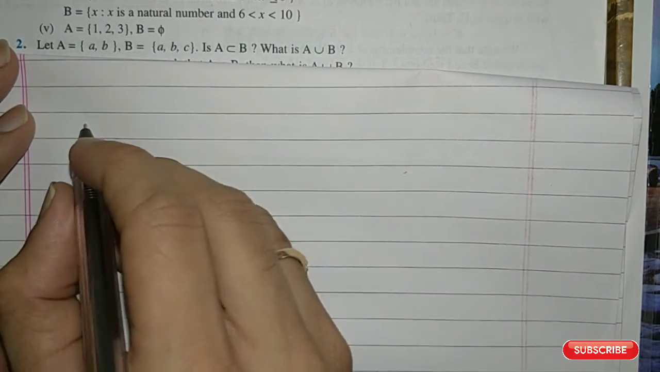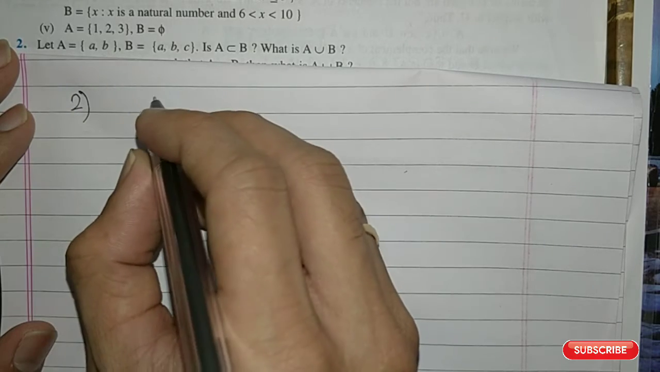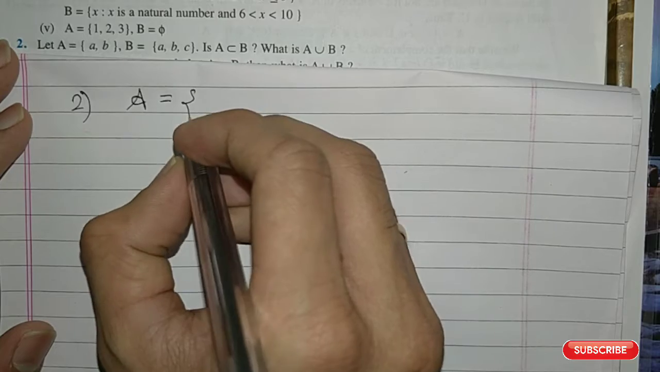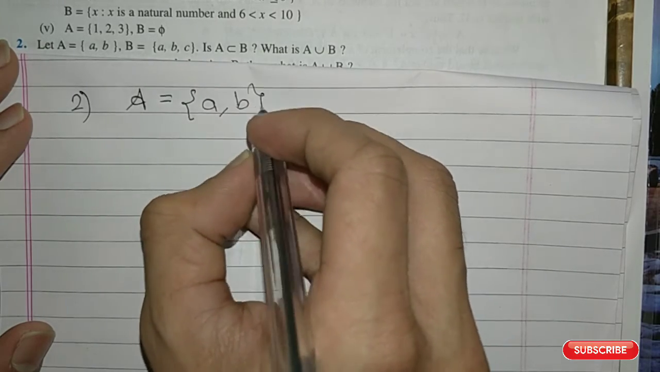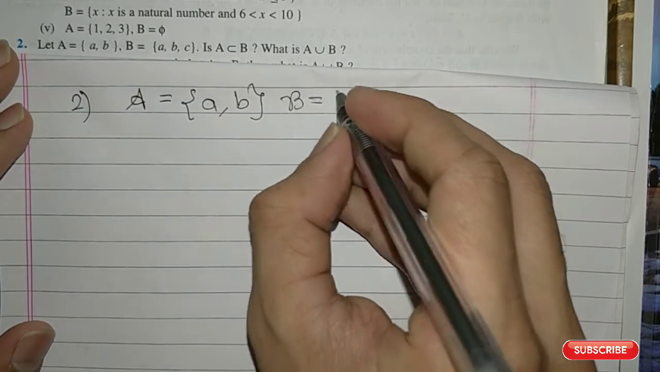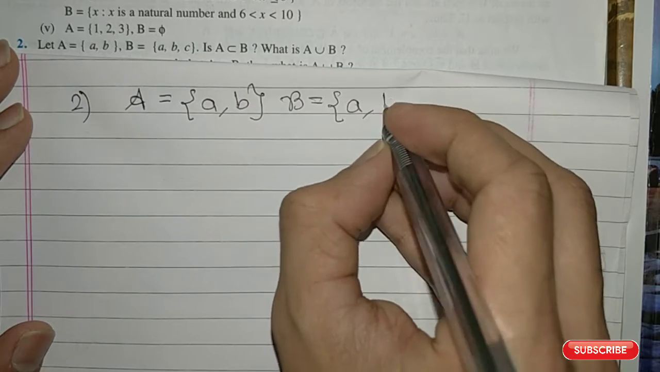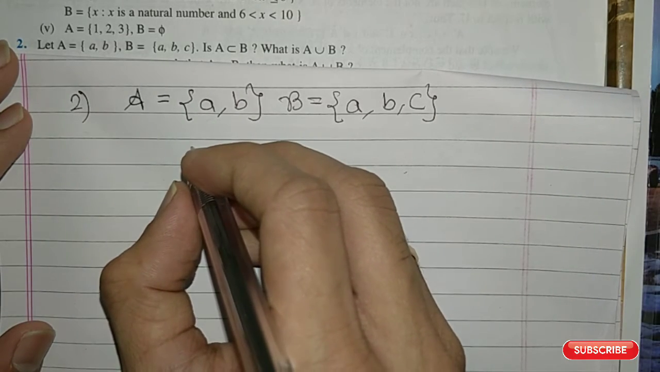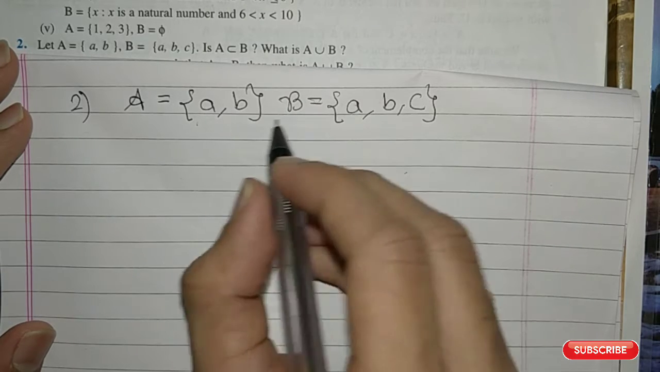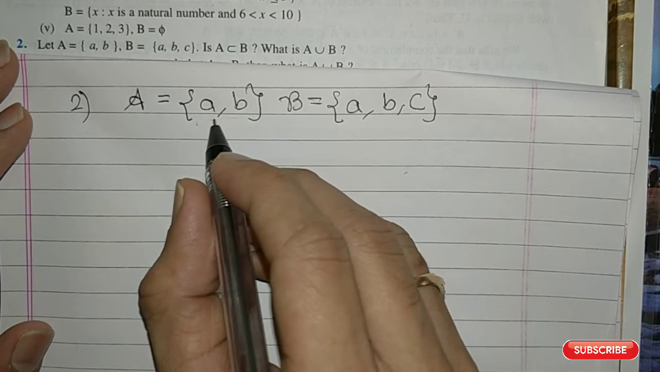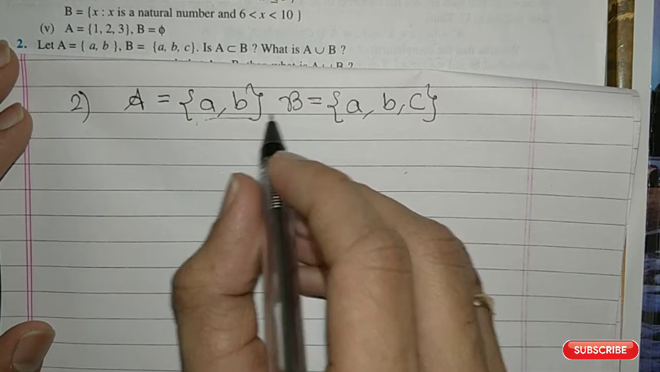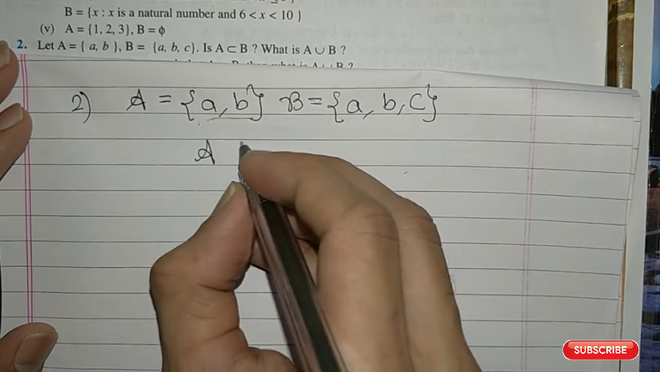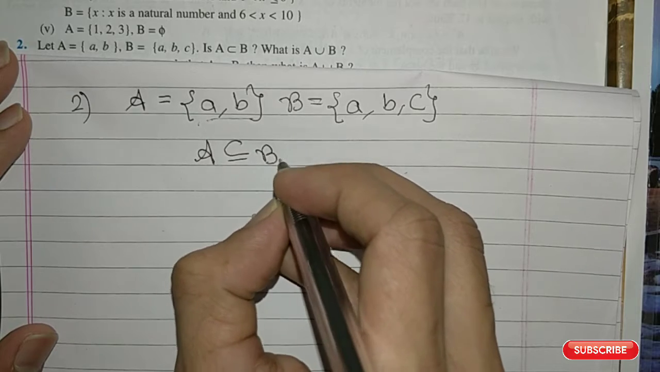So first let us answer the first question here. A is given to be the set {a, b}, and B is given to be the set {a, b, c}. Now they are asking whether A is a subset of B. Then you can see that all the elements of the set A are in the set B, right? So A is a subset of B here.